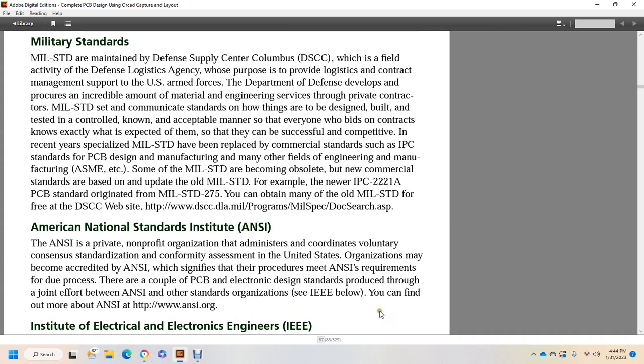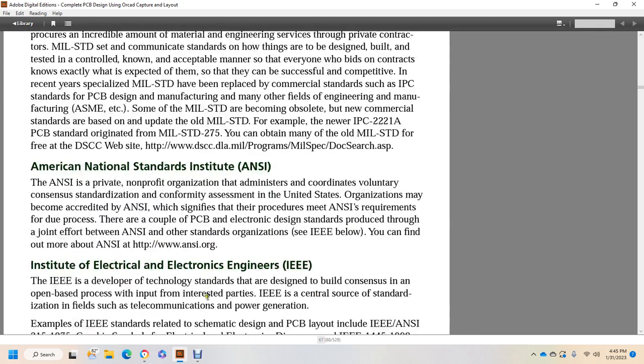American National Standards Institute, or ANSI. The American National Standards Institute is a private nonprofit organization administered by the coordinated volunteers of the Center for the Standardization Conformity Assessment of the United States. An organization may become accredited by the American National Standards Institute, which signifies their procedures meet the ANSI requirements for due process. There are a couple of PCB and electronic design standards produced through the joint effort between ANSI and other design standards bodies. See IEEE below, and you can find out more about ANSI at ansi.org.